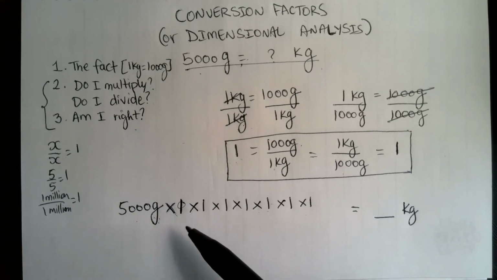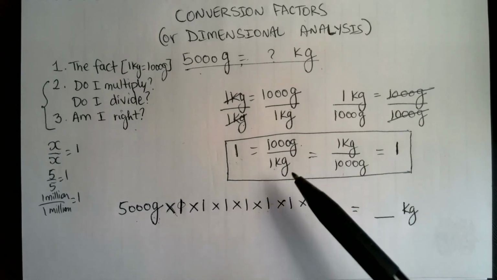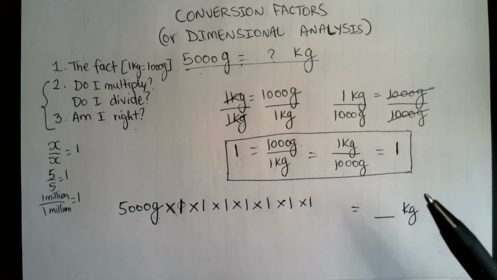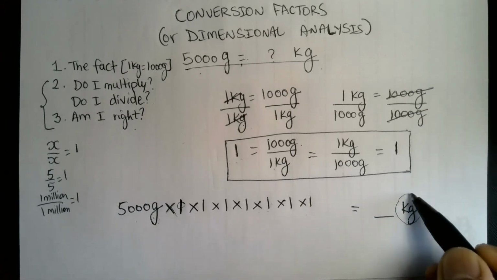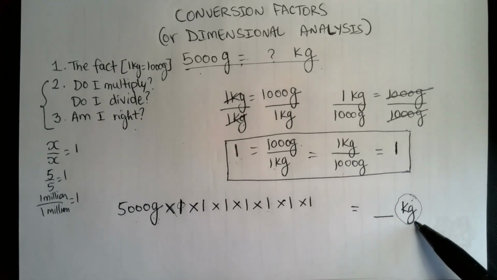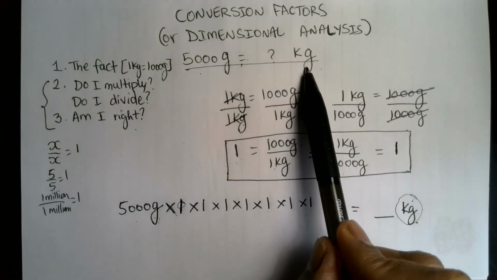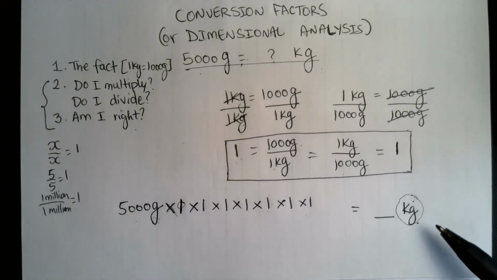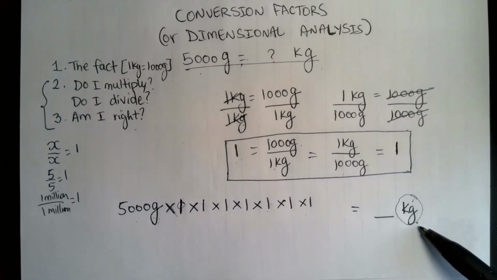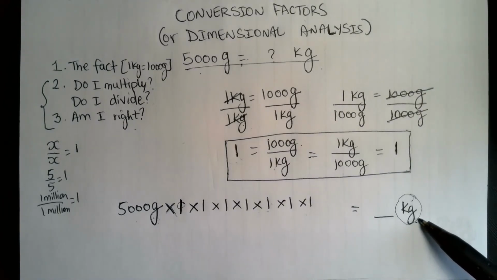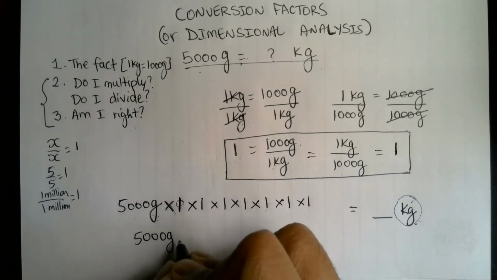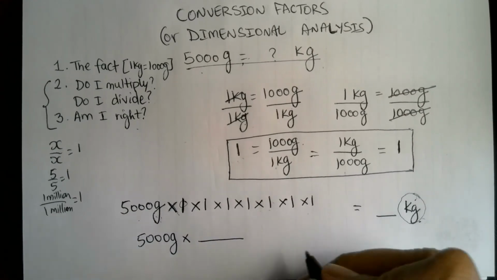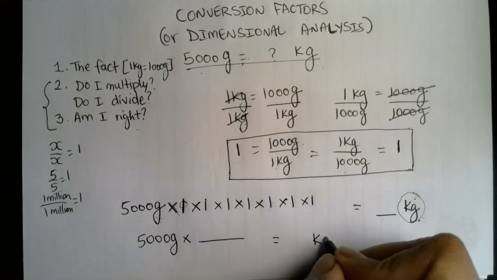Now, if you randomly multiply it by any of the factors as many times as you want, that's also not useful, because you can just get a random value. That's not what you want. What you want is an answer in kilograms. This is where your question helps you. Whatever the question is asking you for, make sure you write that on the far right side of the paper, and that's your end goal. So if I have 5,000 grams, what can I multiply it by so that my answer is in kilograms?